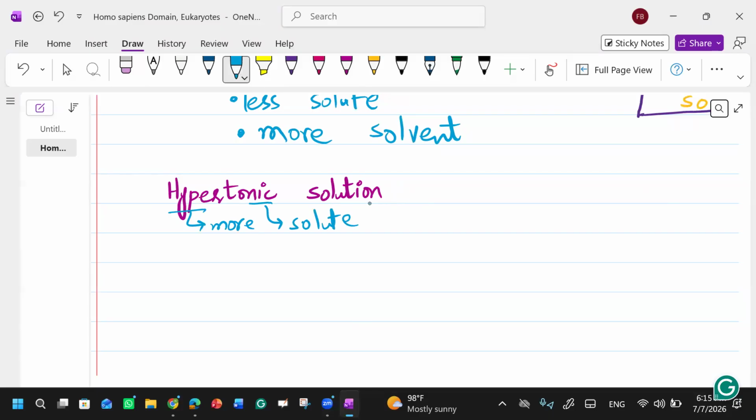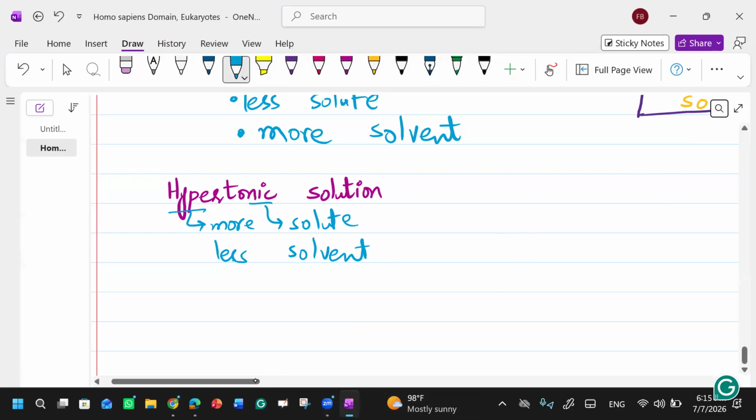Okay. If there is more solute in the solution, what will be less? Less solvent, right? More solute means solvent will be less. You know, at one time one thing can be more and the other thing will be less. Clear? Are you clear with this? If we talk about hypertonic, it means there is more solute in the solution. If there is more solute, then obviously solvent will be less.